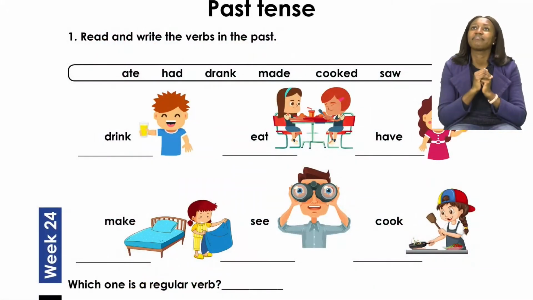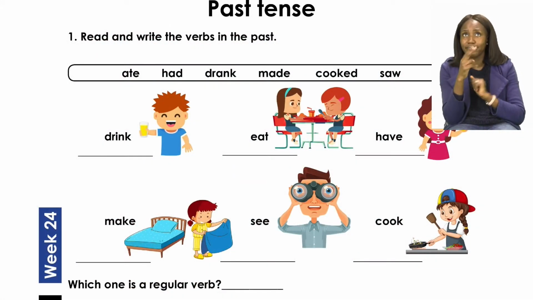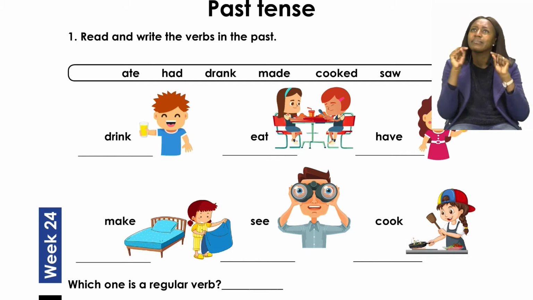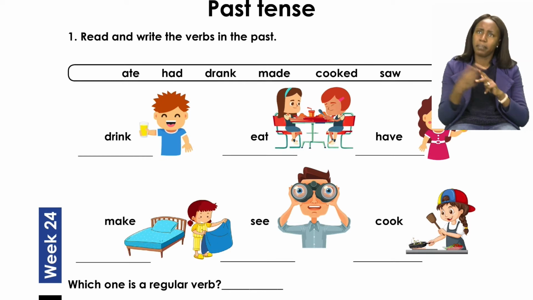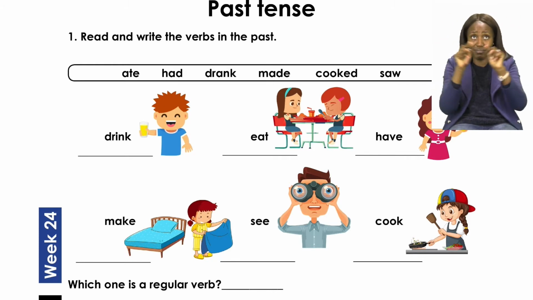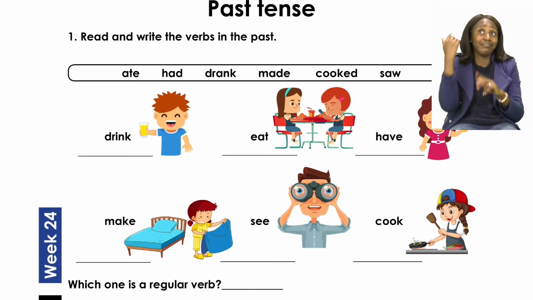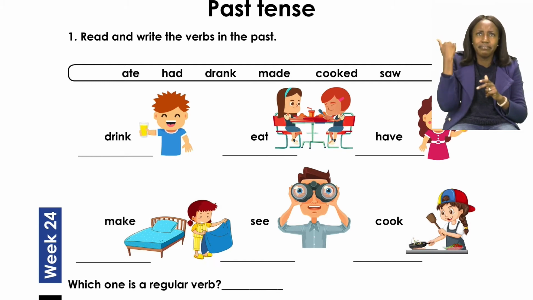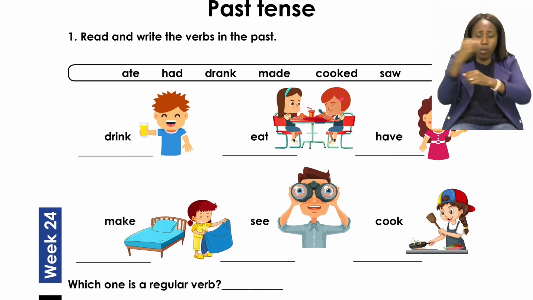On page 24, you can see that we are doing the past tense. Now, we know our verbs by now. We know that we have different types of verbs. So today, we're going to be using our past tense verbs to fill in for the verbs we can see. Now, the verbs that are in the box are ate, had, drank, made, cooked, saw.